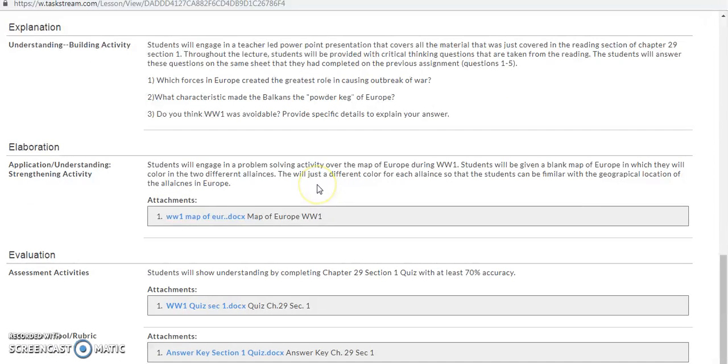The next one, what I have down, is the students will engage in a problem-solving activity over the map of Europe during World War I. Now, a lot of them, again, haven't had geography since 6th grade. So a lot of them are unfamiliar with what countries are in Europe, let alone the continent itself. So I go ahead and provide a map on here.